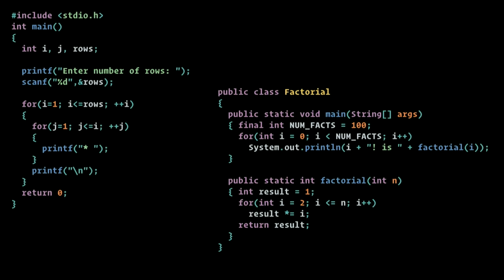C on the left, Java on the right. JavaScript is also a curly braces and semicolons language. So it looks kind of like those. It even shares a name with one of them. But it doesn't actually work like those languages. And that can be very frustrating if you expect it to.